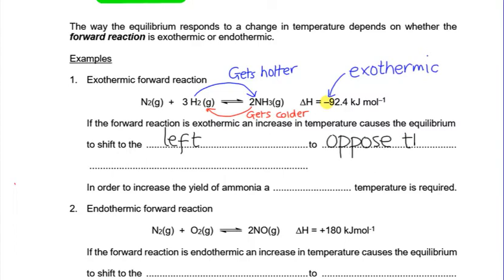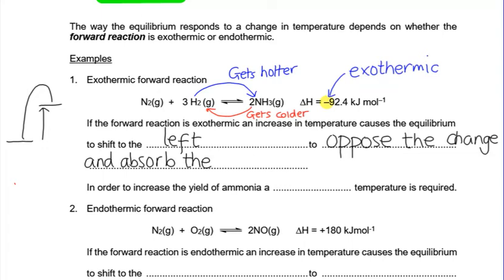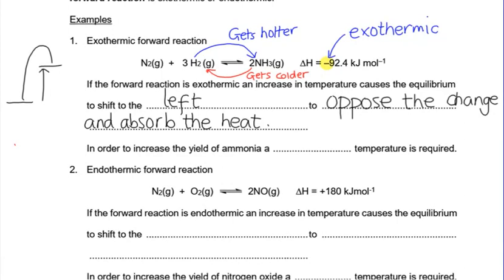How does shifting left oppose the change? Well, when you go in the endothermic direction, endothermic reactions, remember, look like this on an enthalpy profile diagram. They absorb, that up arrow, they take in that heat. So as you're heating it up, they oppose the change and absorb the heat. They shift in the endothermic direction. So if the forward reaction is exothermic, we're going to shift left when we heat it up.